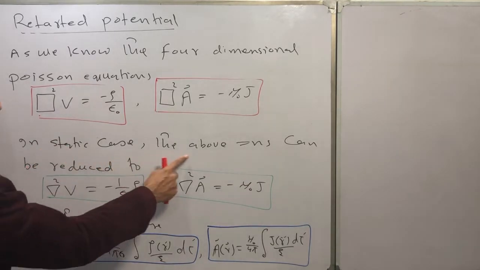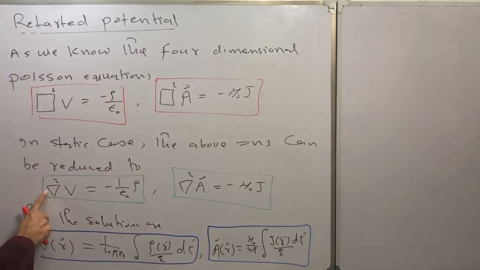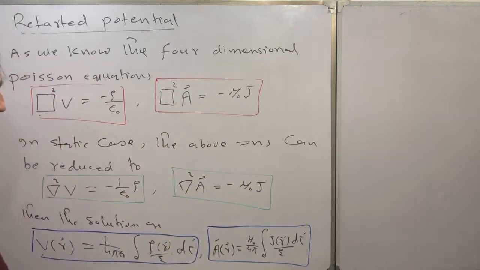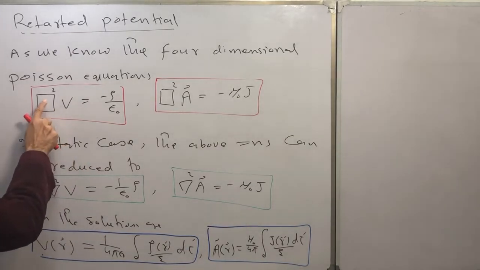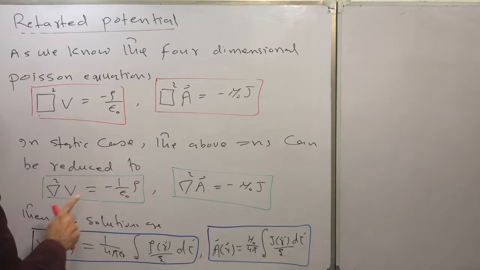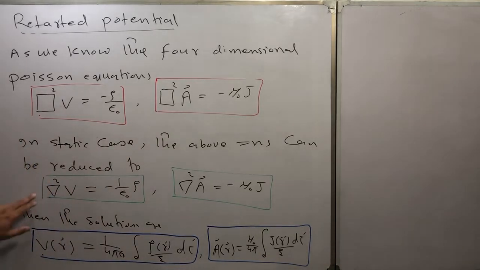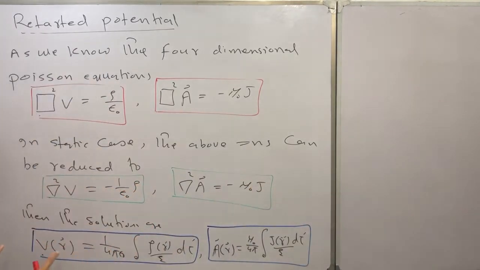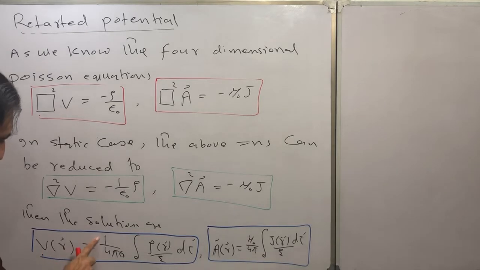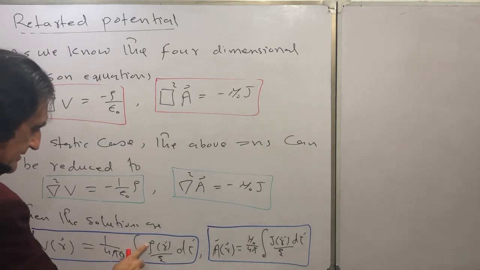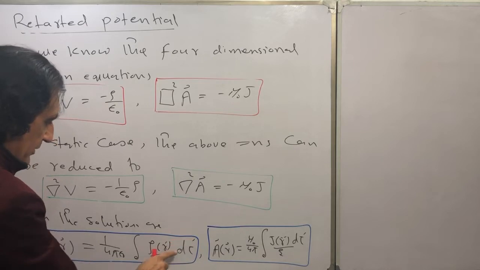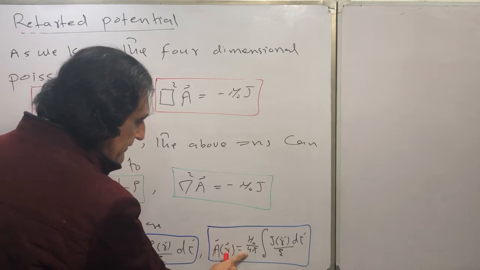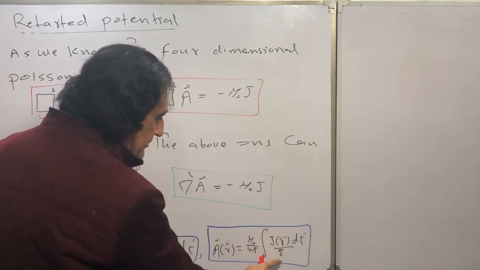In the static case, the above equations can be reduced. Del square V is equal to this, and del square A is equal to minus mu naught J. Because here we have the time part, if we remove the time part, then it will reduce to the space part only. Then solving these equations, we can get the potential V of R, which is equal to 1 over 4 pi epsilon naught integral rho of R prime d tau prime divided by curly R, and the vector potential A is mu naught divided by 4 pi integral J of R prime d tau prime divided by curly R.